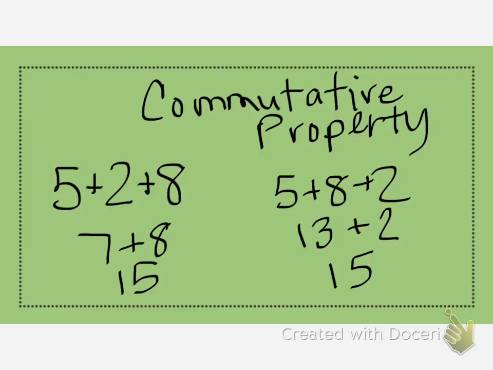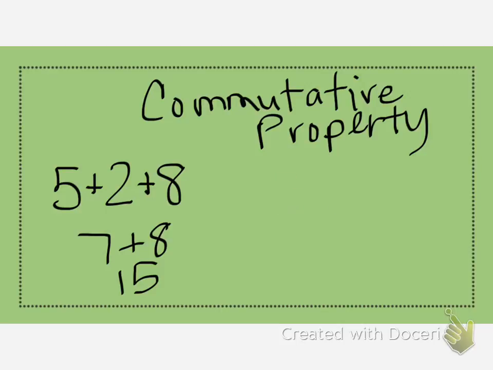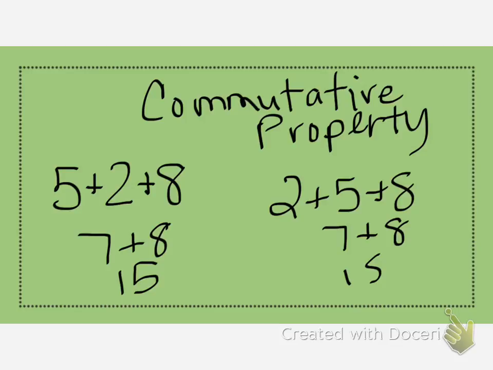So I switched the order. I can also do 2 plus 5 plus 8. Switch the first two. And I get 7 plus 8, and I still get 15. So commutative property means I can switch the order.